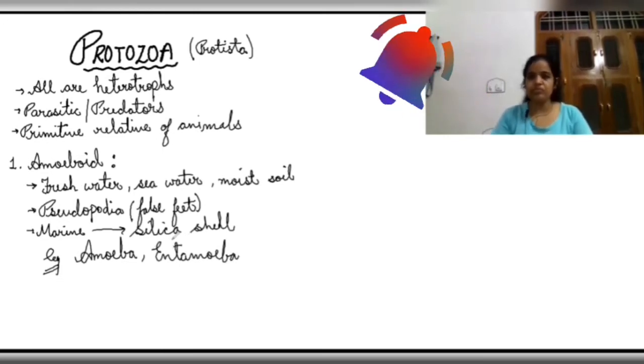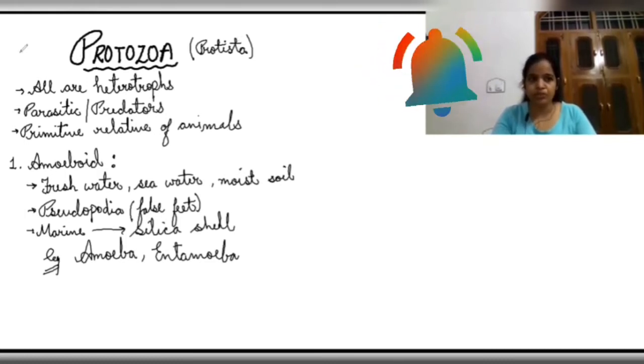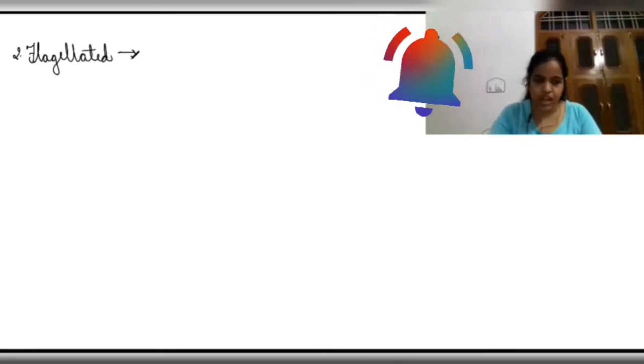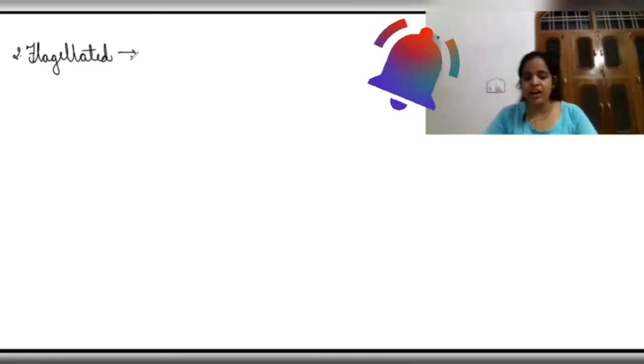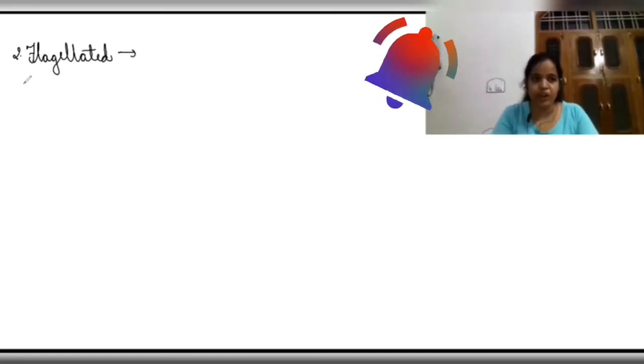Clear? Now, after this we have the second member of the protozoa, that is flagellated protozoans. So number 2 is flagellated. Flagellated means flagella will be there in these protozoans, and the members are either free living or parasites. Either they'll not be depending on other organisms, or they can be the parasites also. So the first point we have got is free living or parasites.